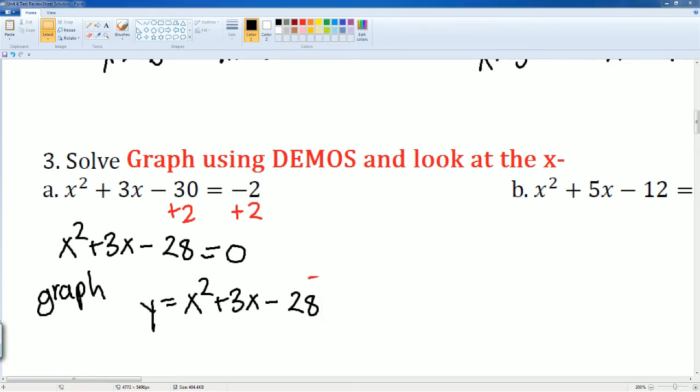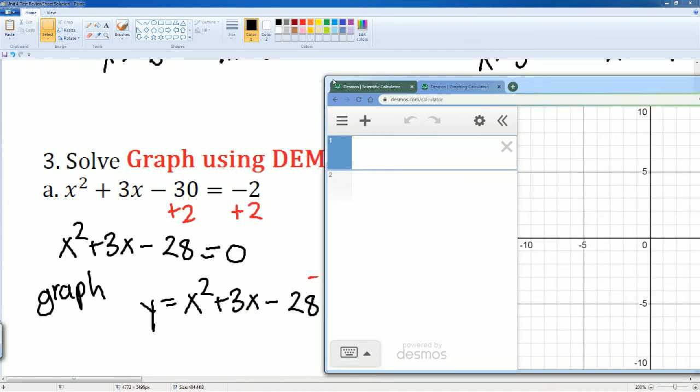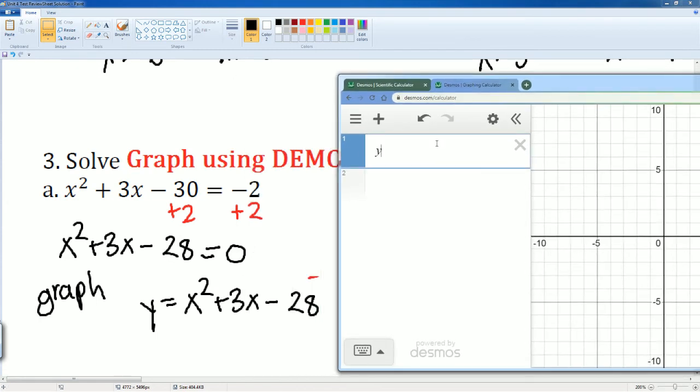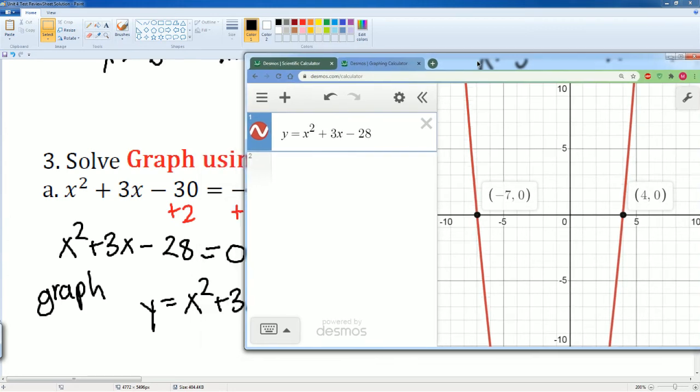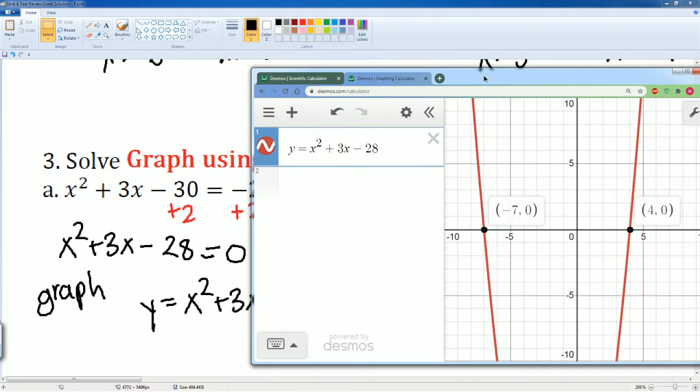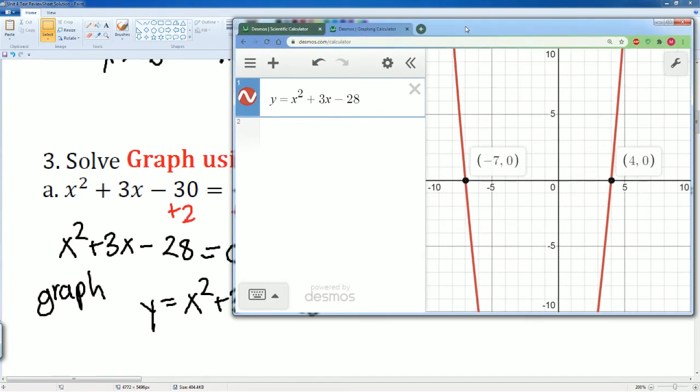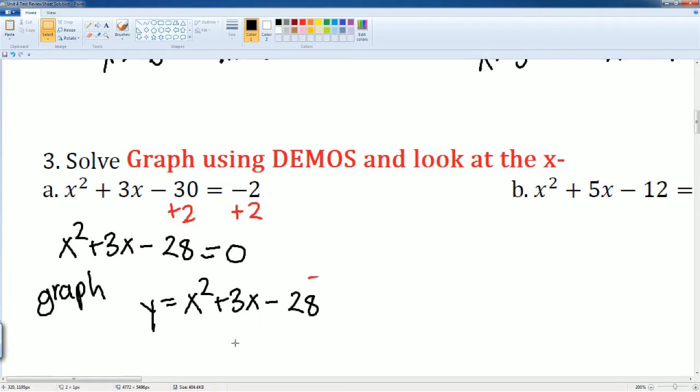Right? So let's go to DESMOS. Here you go. And then I'm going to type it in here. Y equals x squared plus 3x minus 28. All right, let's zoom out a bit. So my solutions, my x-intercepts, are when x equals -7 and x equals 4. The x-intercepts are also considered my solutions. So I would say that my solutions here are x is equal to -7 and x is equal to 4.